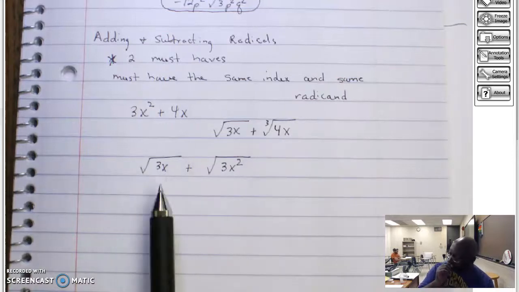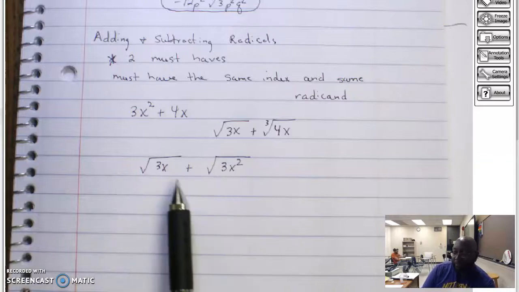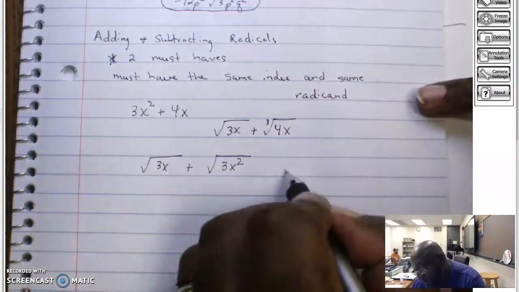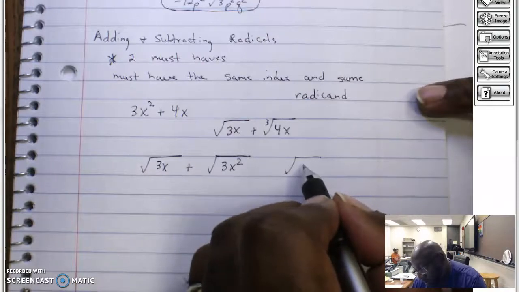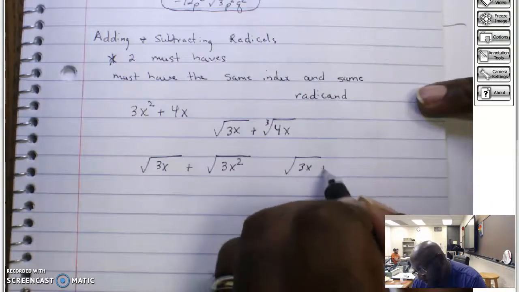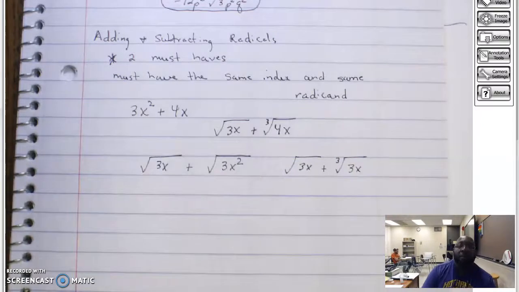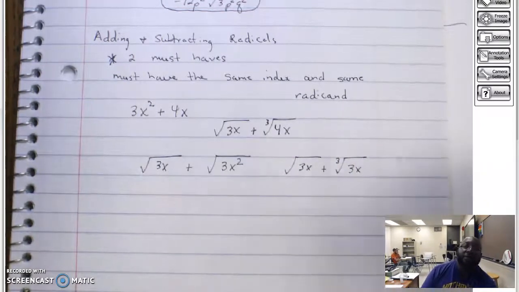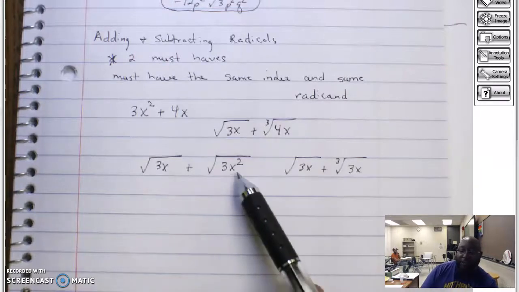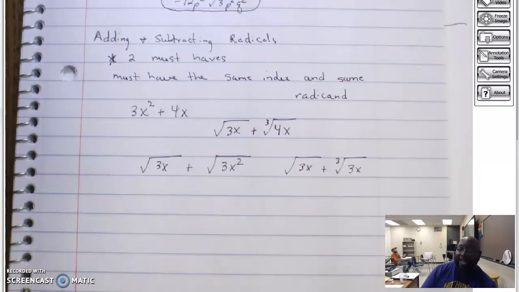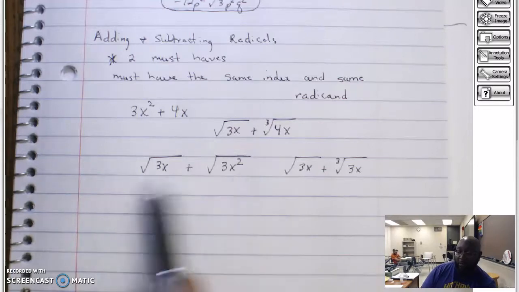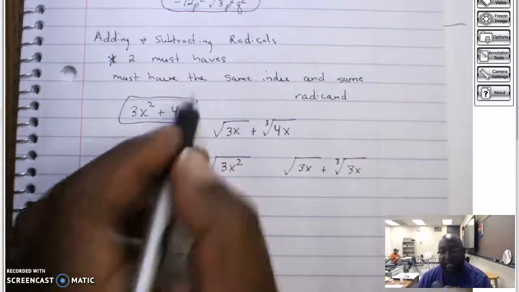So this has different indexes and definitely different radicands. This has the same index but different radicands. And this has different indexes and the same radicand. So these are three situations where you can't combine these. There's nothing we can actually do with that, so we leave it alone. Here, we can pull out an x because it's a square root, but other than that, there's nothing we can do to simplify it.